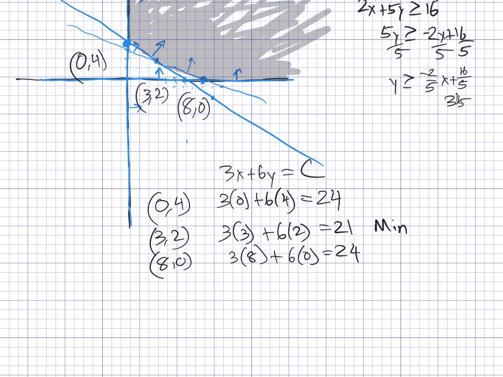It's wanting the minimum because there is no maximum. So the minimum is at 3, 2. Very interesting that that would be the minimum. So you can't go by the visual look of this. You can't just think, oh, it's going to be 8, 0. That's going to be the smallest one. No, it depends on what function they give you. Okay, let's move on.